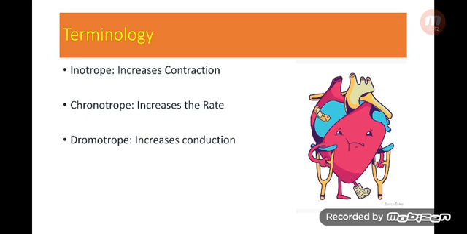There are some other drugs called chronotropes, which are the drugs that can increase the heart rate. Dromotropes are the drugs that increase the conduction of the cardiac fibers to the cardiac impulses coming from the SA node or whatever node, if the heart has other nodes that would be the pacemakers.